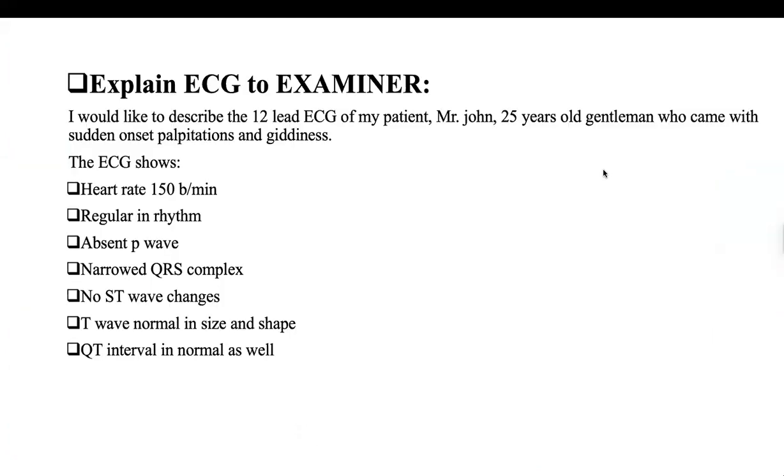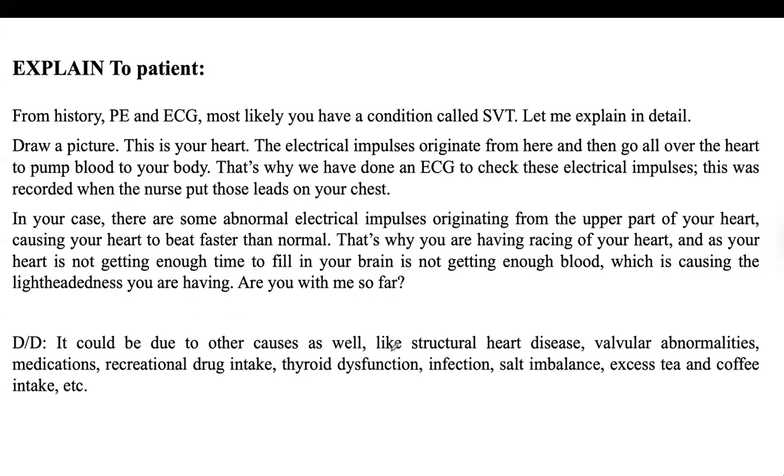So how are we going to explain this ECG to the examiner? We'll say: I would like to describe the 12-lead ECG of my patient who presented with sudden onset palpitation and giddiness. The ECG shows heart rate is almost 300 beats per minute, regular in rhythm, absence of P wave, narrow QRS complex, no ST changes, T wave is normal in size and shape, and QT interval is normal as well. Thank you, examiner. That's all that you need to say.